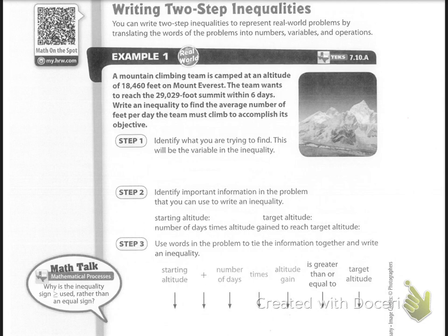Alright, so you can write two-step inequalities to represent real-world problems by translating the words of the problems into numbers, variables, and operations. So a mountain climbing team is camped at an altitude of 18,460 feet. So this is where they're camped out at. The team wants to reach the 29,029-foot summit within 6 days. Write an inequality to find the average number of feet per day.